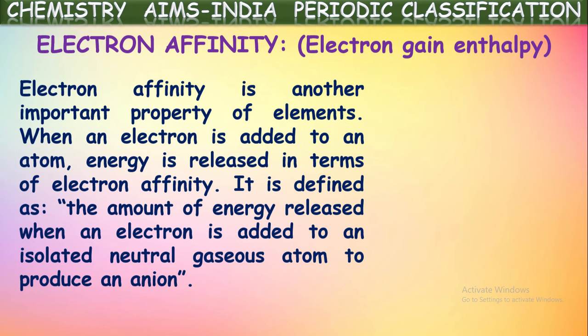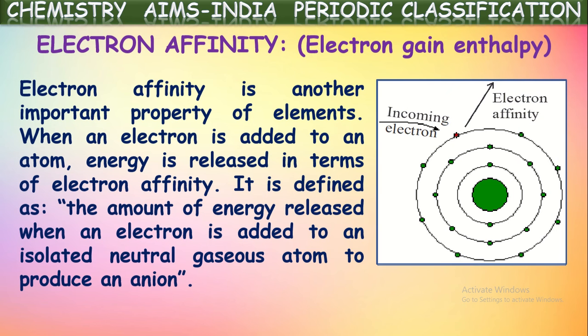Electron affinity is another important property of elements, just like ionization potential and atomic size. When an electron is added to an atom, energy is released in terms of electron affinity. Suppose for an atom, an electron is given from outside. When an electron is given to an atom, a certain amount of energy is released by that atom after gaining this electron. The amount of energy released there is called electron affinity. When electrons are given to atoms, they release energy. That released energy is called electron affinity.